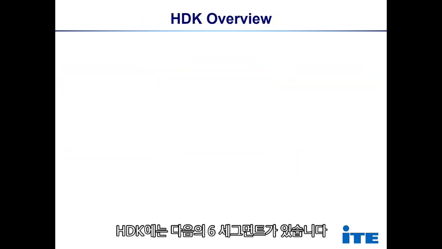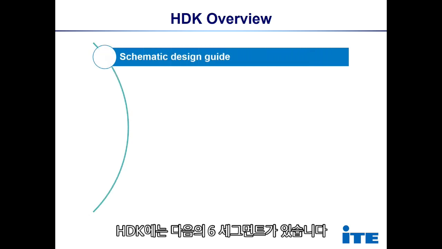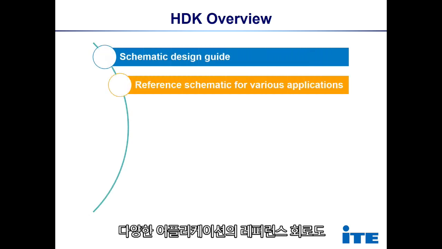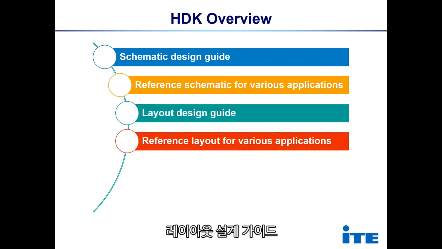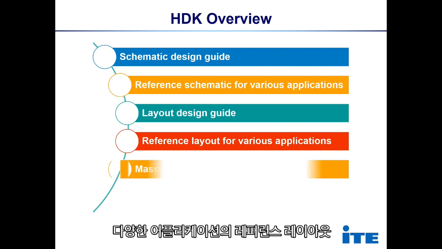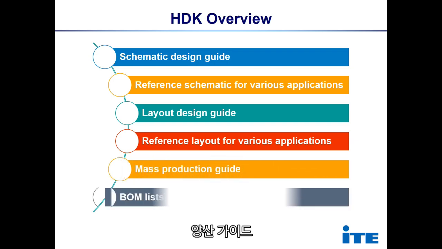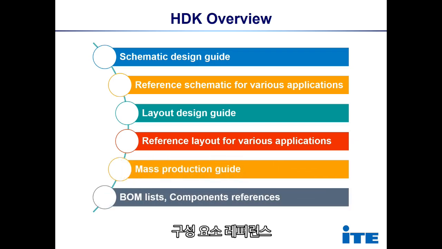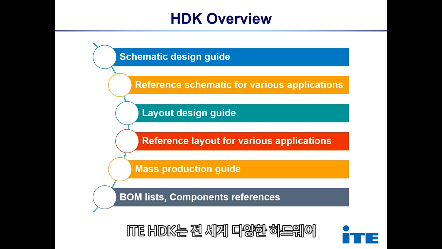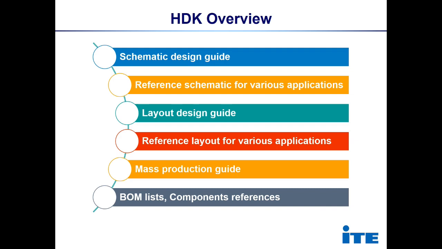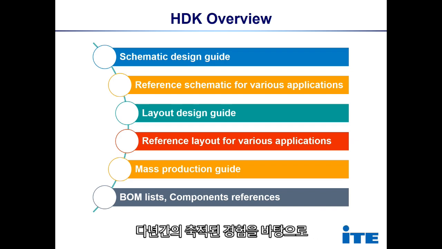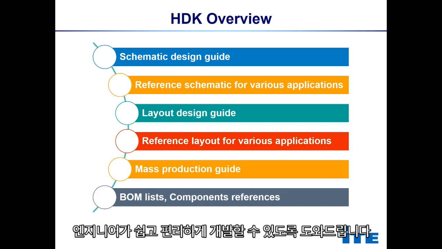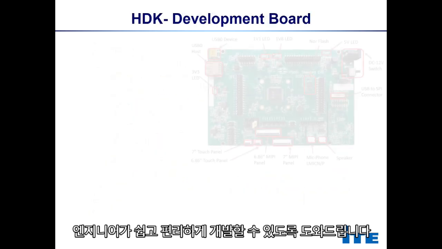There are 6 segments in our HDK, including Schematic Design Guide, Reference Schematic for various applications, Layout Design Guide, Reference Layout for various applications, Mass Production Guide, and Components Reference. ITE HDK is established on the requirements of different hardware engineers all over the world. It is quite easy and convenient to engineers due to the experience we've been accumulating through the years.